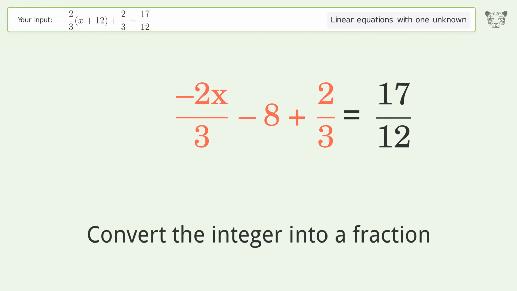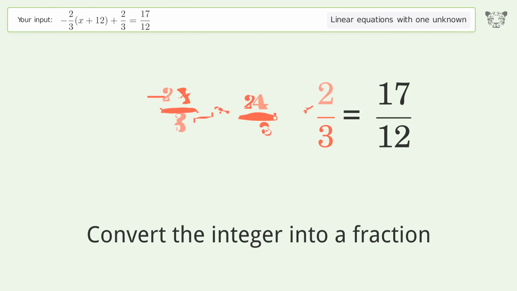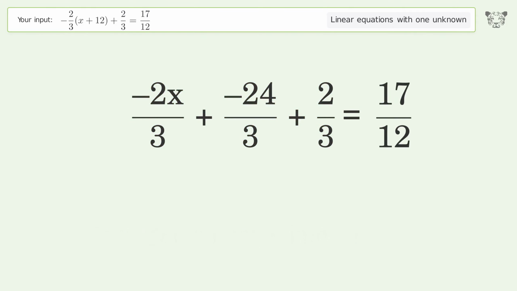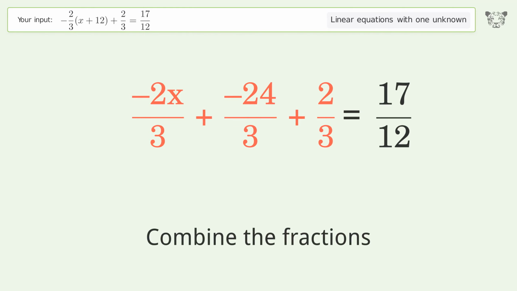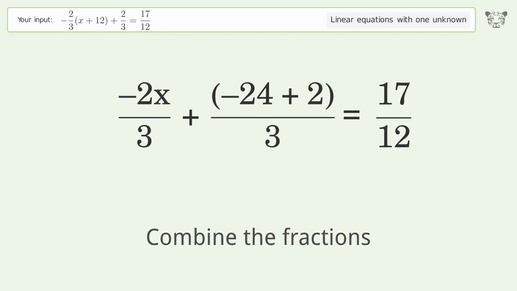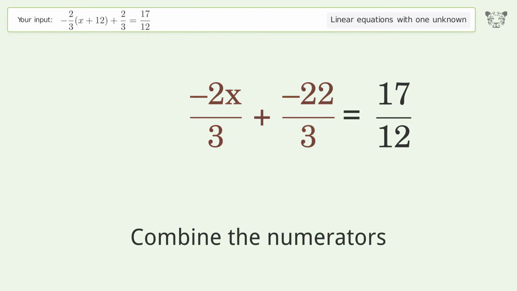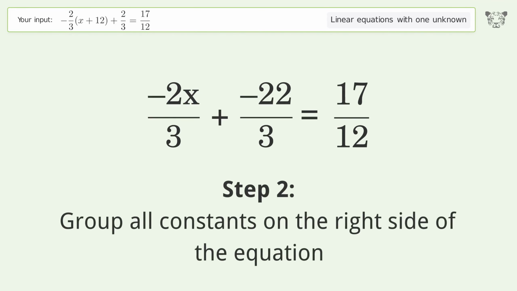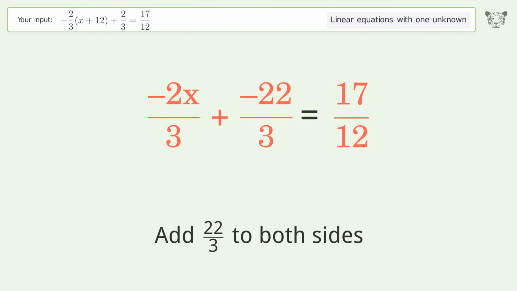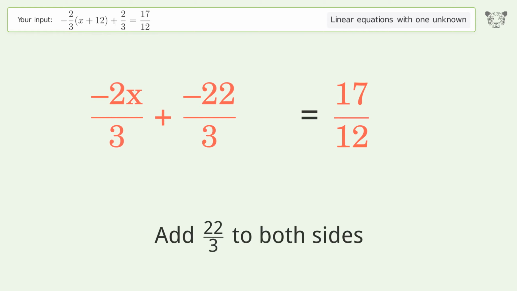Convert the integer into a fraction. Combine the fractions. Combine the numerators. Group all constants on the right side of the equation. Add 22/3 to both sides.